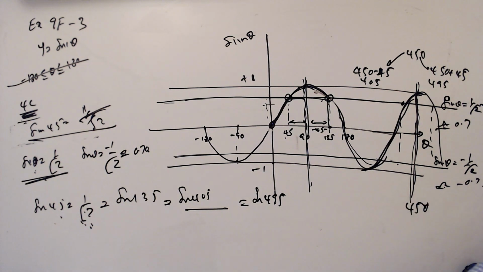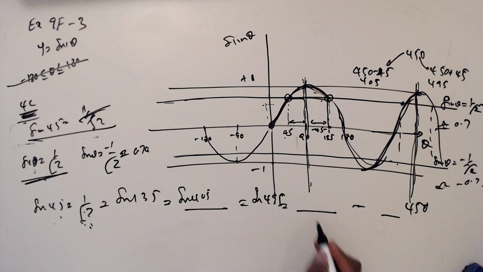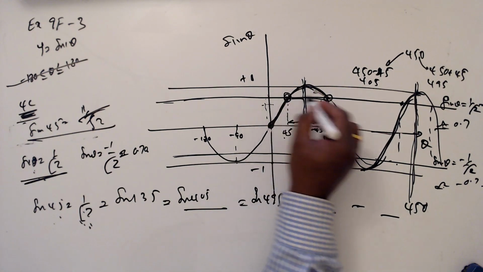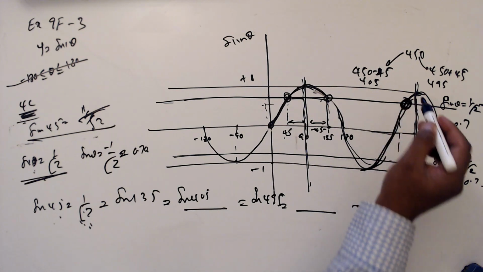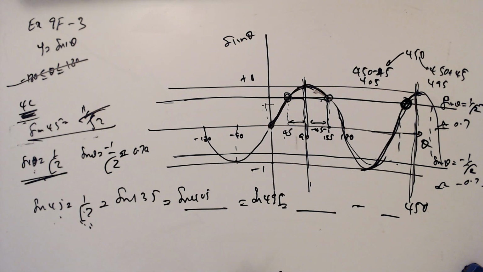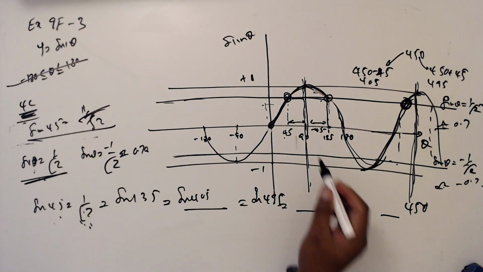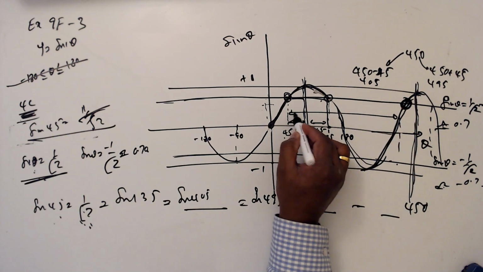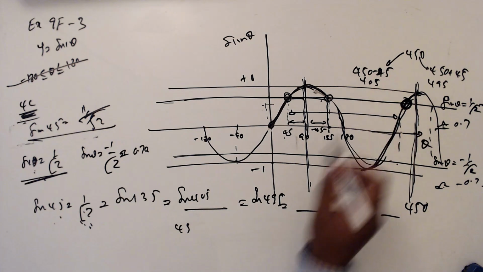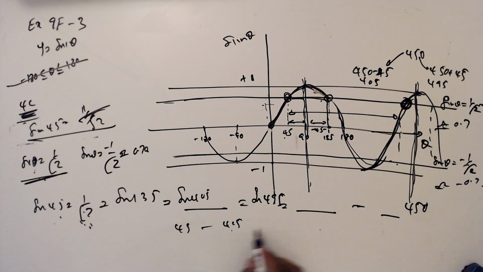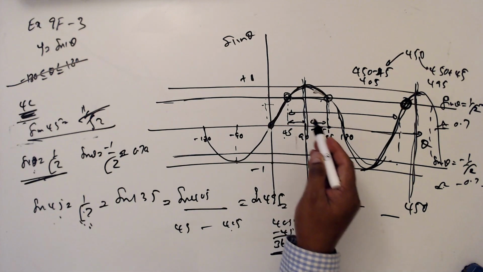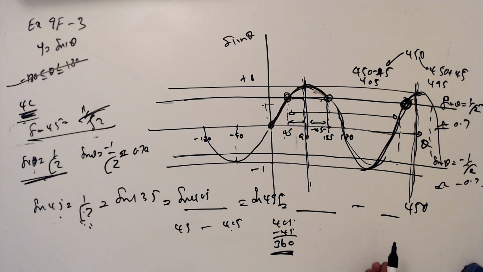Now I need to find another two values. Now you can't draw, there's not enough space. How are we going to do this one? You can see that from this point to this similar point, they are both in the same position, or the same type basically. What is the difference between 45 and up to here? This is 45. This one is 405. Right? 405 minus 45, what is the answer? 360. It means from one point to another similar point is 360.